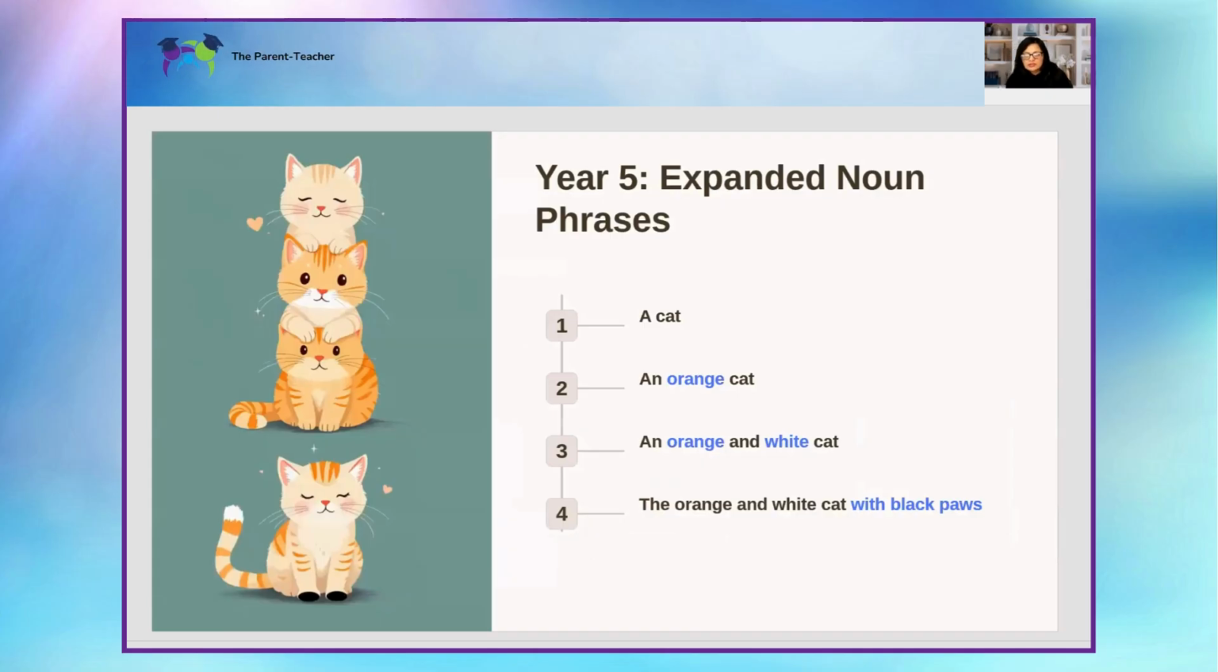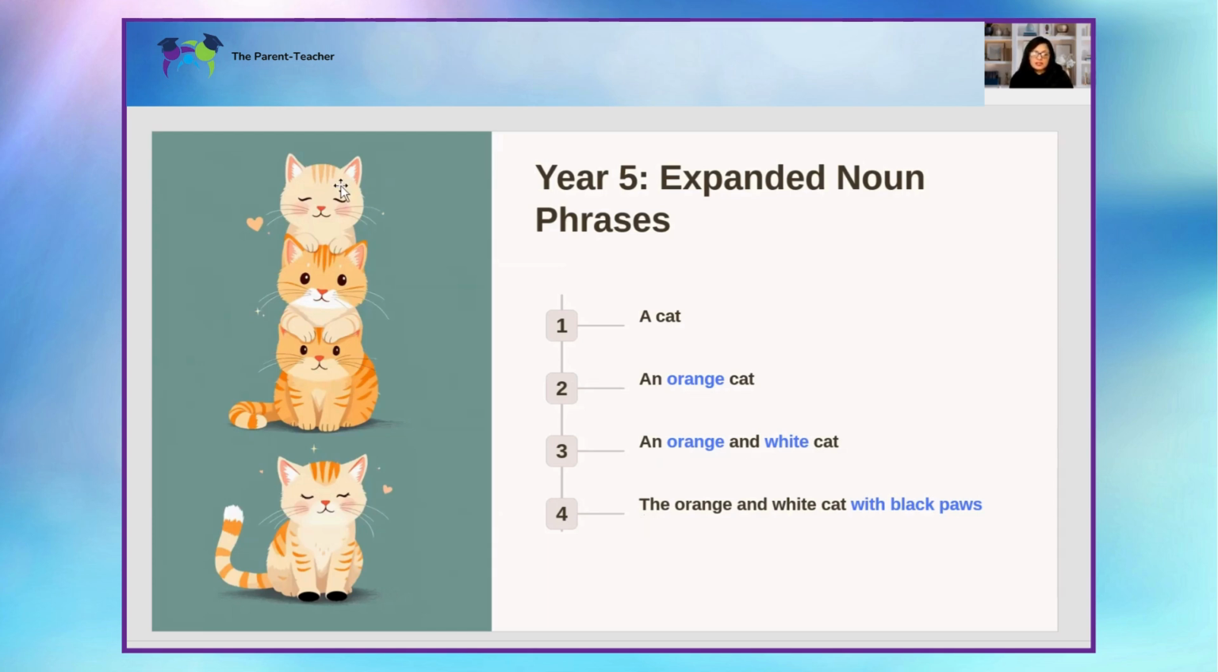Let's have a look. So here, now we're going to expand them. A noun phrase usually has an adjective and an article with the noun, but now we've got some extra information. So if we have a look at this, we've got a cat, an orange and white cat, but then we've got the orange and white cat with black paws. Now the "an" has changed to a "the" because we're talking about a specific cat.